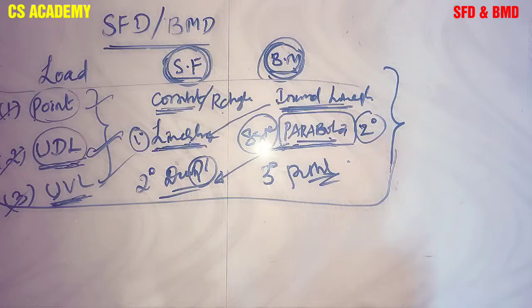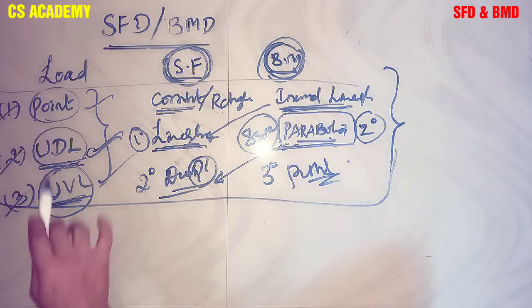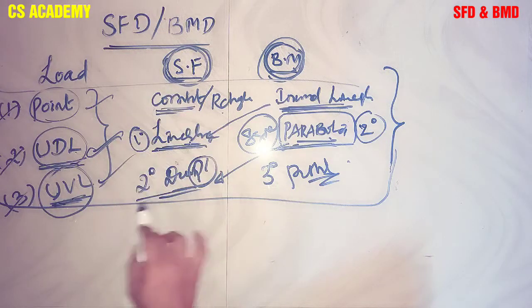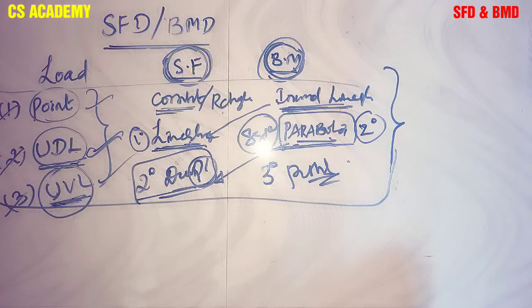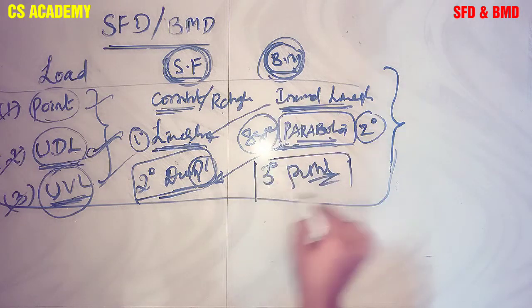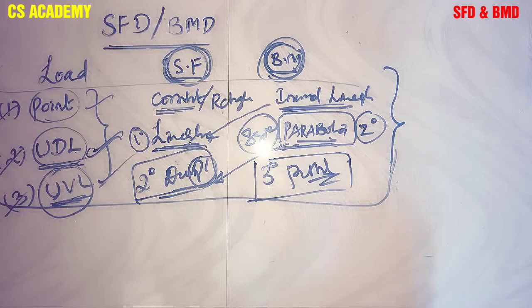For the uniformly varying load, this is very important. The shear force distribution is like a second degree parabola, and the bending moment distribution of this uniformly varying load is a third degree parabola. These are the three basic loads that exist in nature and act on these beams. We should know them definitely before drawing the shear force and bending moment diagrams of these loads on the beams.